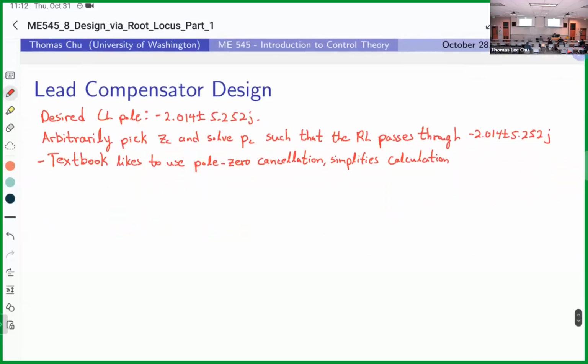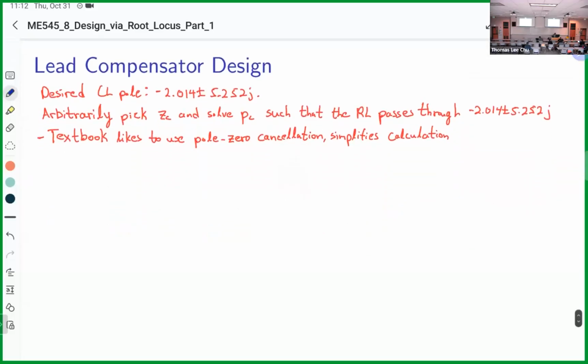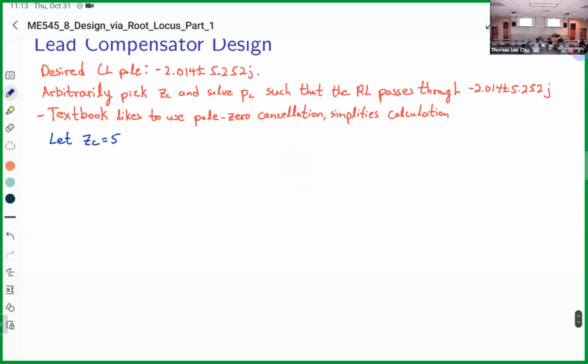the textbook. So I deviate from the textbook in this example. So instead, I choose ZC is equal to 5 to avoid pole zero cancellation. But the textbook, if you go to it, I think it's this example or probably the lag compensator example or the lead lag compensator example. They will do pole zero cancellation, but I didn't do that. So you have two different examples.